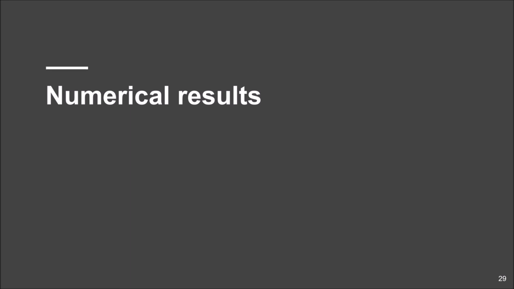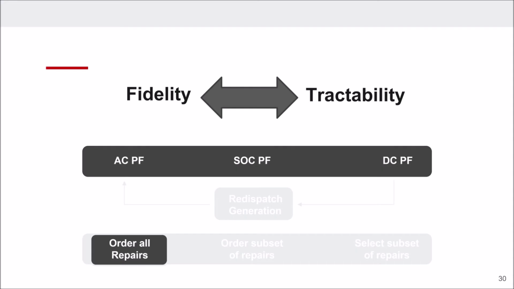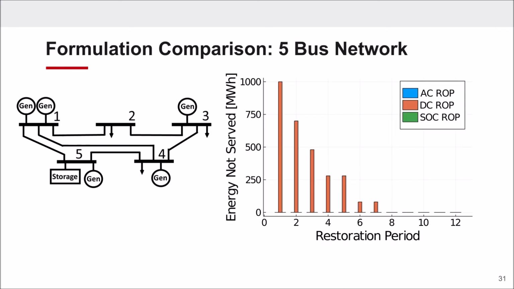And then on to some of the numerical results that we have. The first is we're going to talk about doing the full restoration ordering problem, and we're going to be comparing across these power flow formulations. We're testing this on the 5-bus network on the left-hand side here, where we consider every single device in this 5-bus network to be damaged. We have some generators, we have some energy storage, and then transmission lines connecting everything.